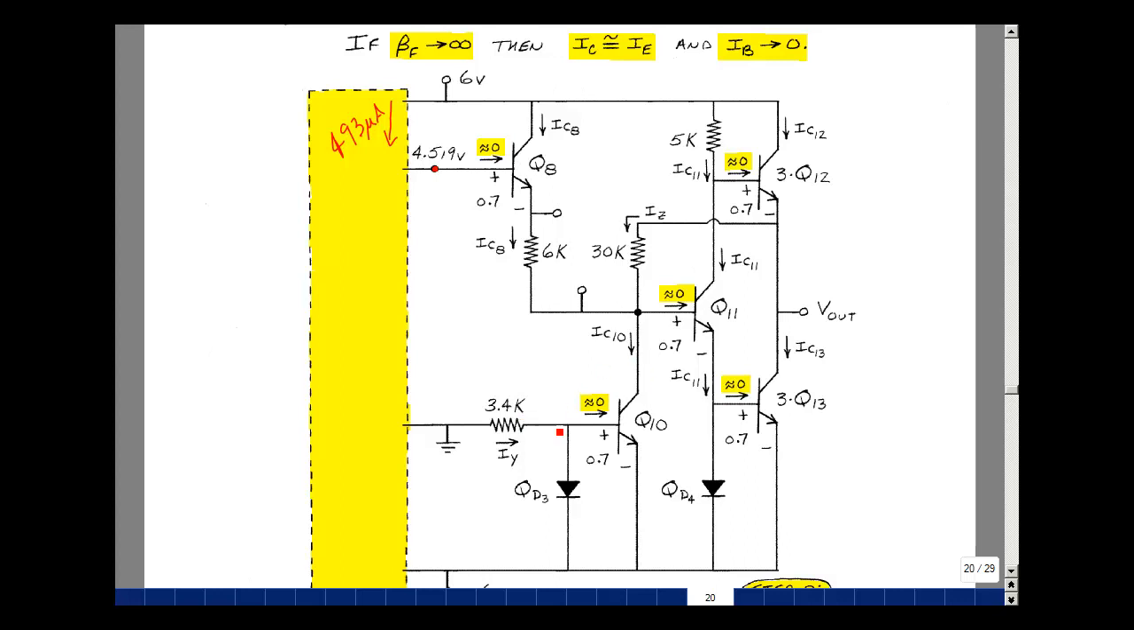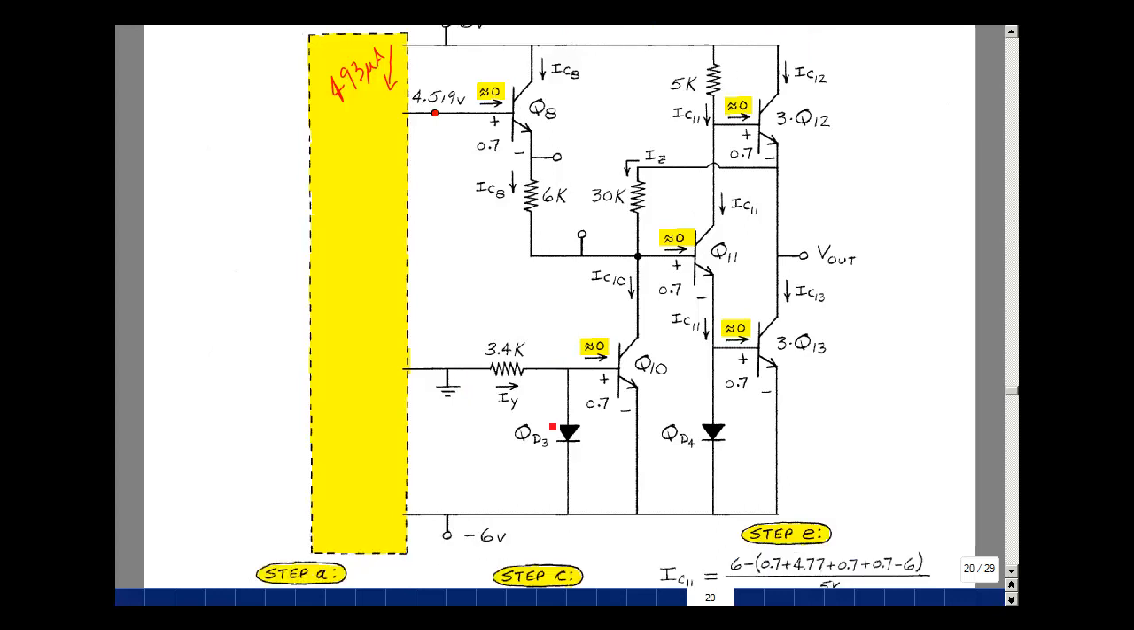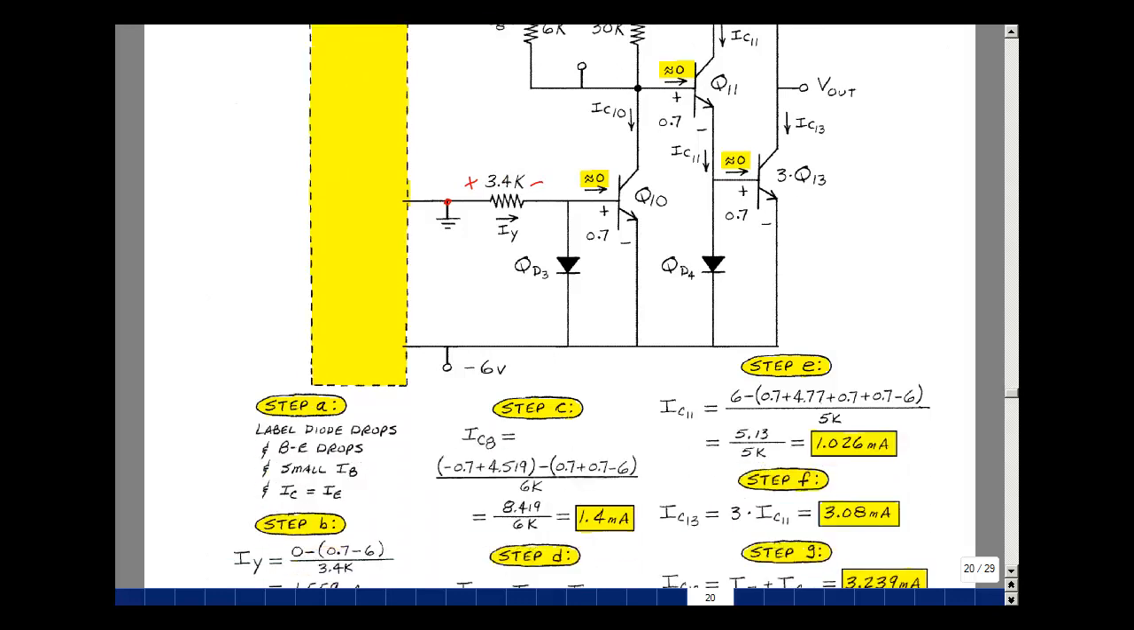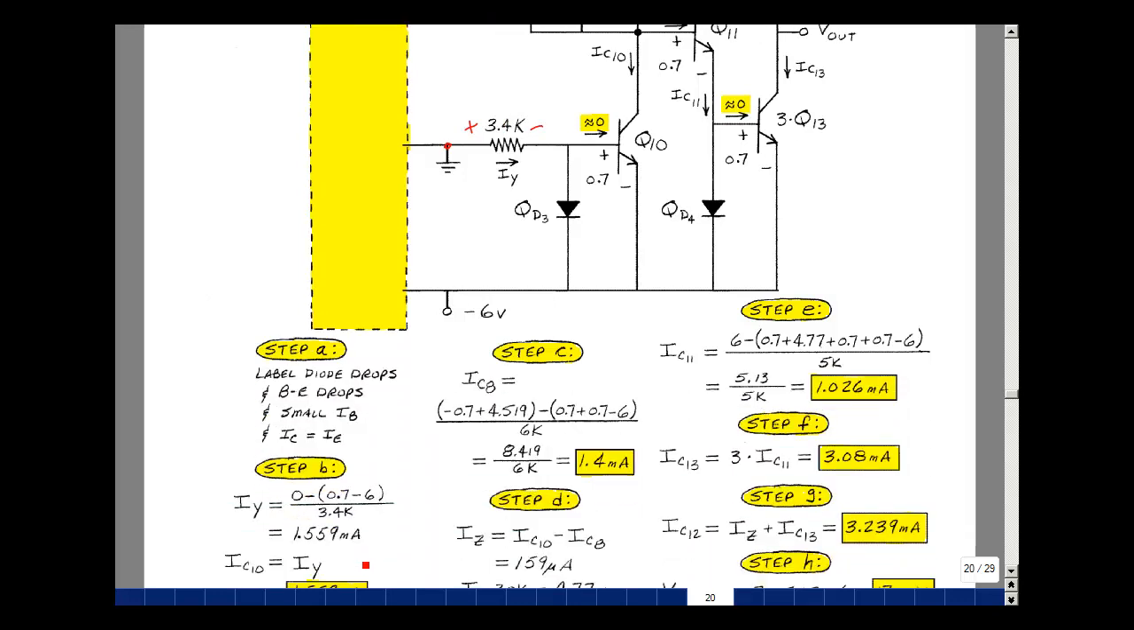If you notice, this is one of these diode-connected current mirrors. So I'm going to solve for I sub Y by taking the difference of the two node voltages here. Let me scroll this up a little bit more. This node voltage is 0, and this node voltage is 0.7, and then minus 6 back to ground. 0 minus the quantity 0.7 minus 6 is the voltage across this resistor, and we're going to divide that by 3.4K. That's on the bottom of the page here as 1.559 milliamps.